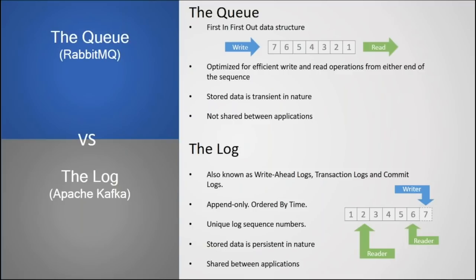That means we cannot share a queue between applications, for example, a billing and a notification system, because they would be competing for the same messages. That means that queues are per application. Whereas a log, also known as a write-ahead log, transaction log, commit log, is append only, ordered by time. Each item has a log sequence number that identifies its position in the log. Data is persistent in nature. So we can have multiple readers reading from different points in the log, each without removing the data and without affecting each other.